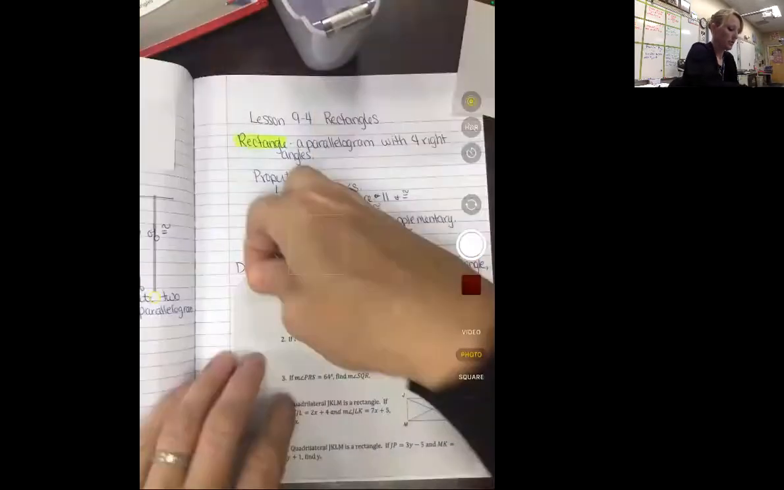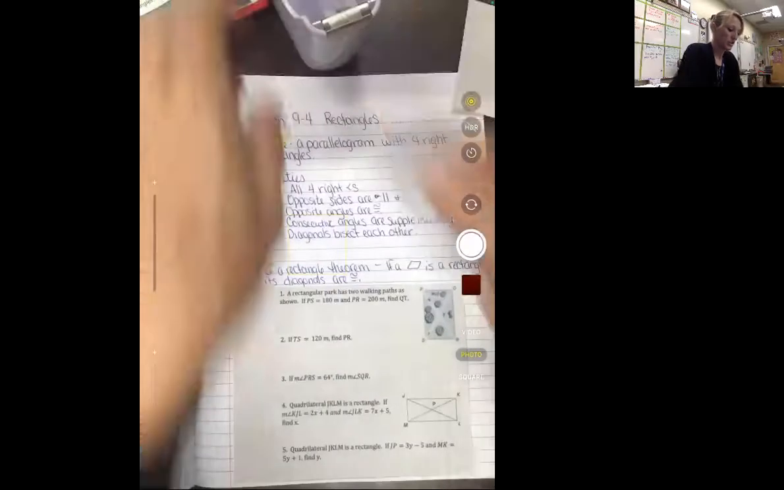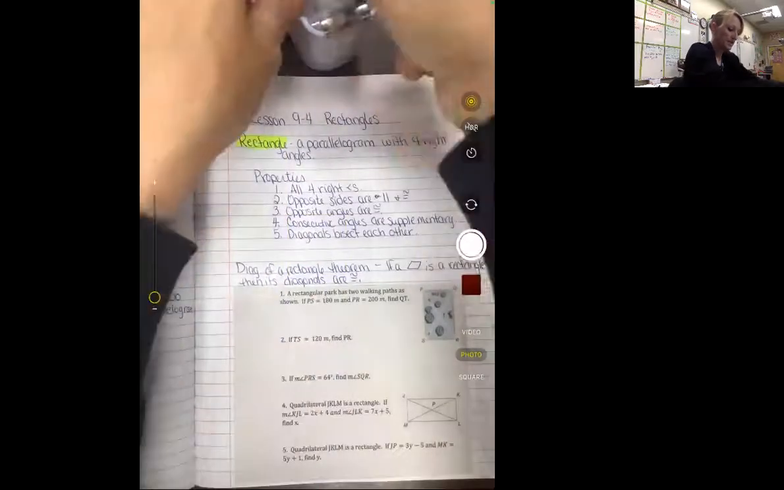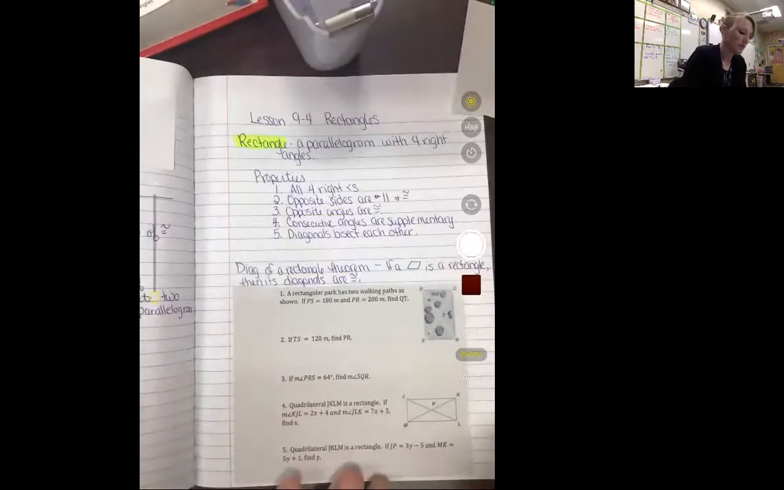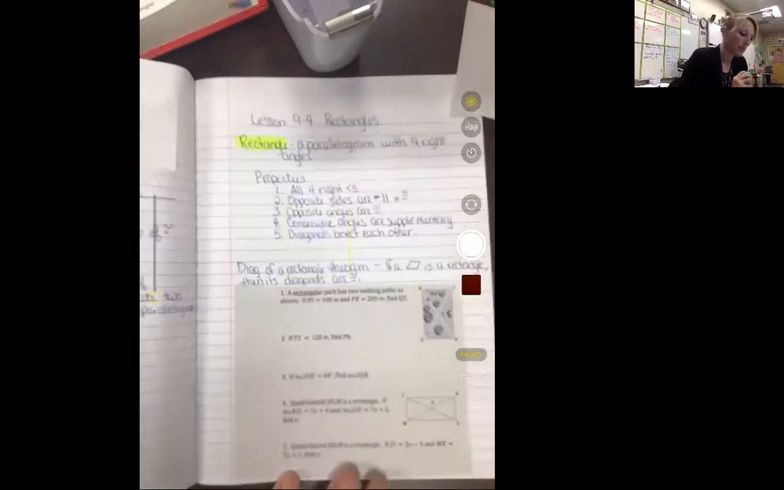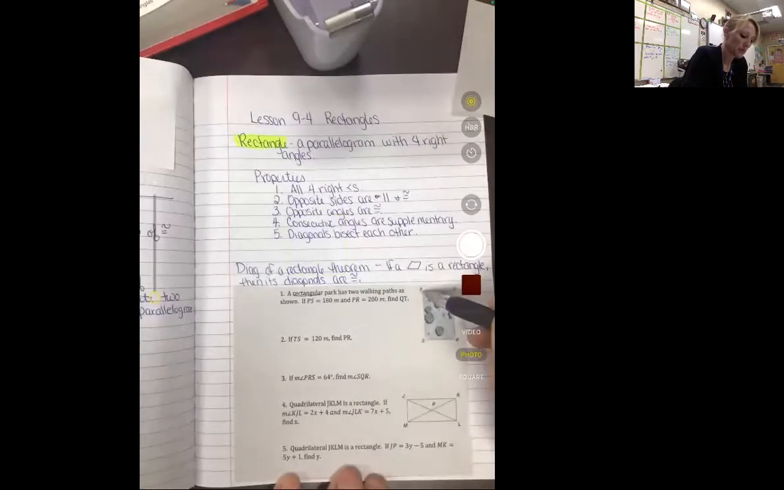Okay, a rectangular park has two walking paths as shown. If PS is 180 meters and PR is 200 meters, find QT. So first thing we know, this is a rectangle, so therefore it follows all the rectangle rules. So PS here is 180 meters and PR, the diagonal, is 200 meters. Find QT. So QT is from here to here.